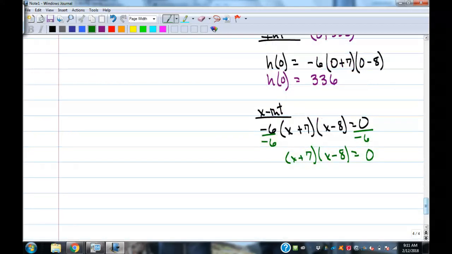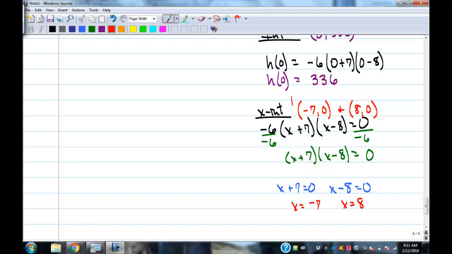And then what do I do with each of those factors? Set them equal to 0. So x equals negative 7, x equals 8, so negative 7, 0, and 8, 0. Those are our x-intercepts. Not bad. Pretty easy right there. Intercept form makes that super easy.